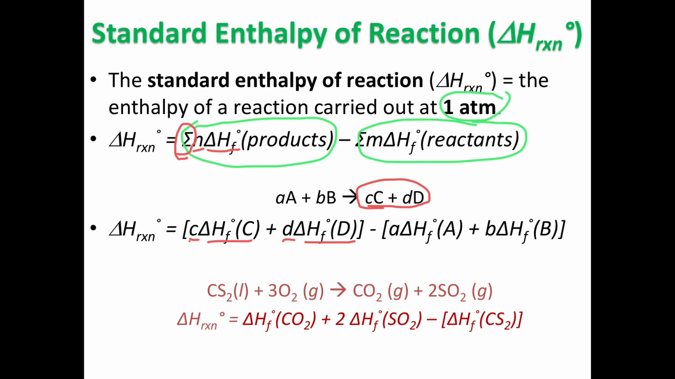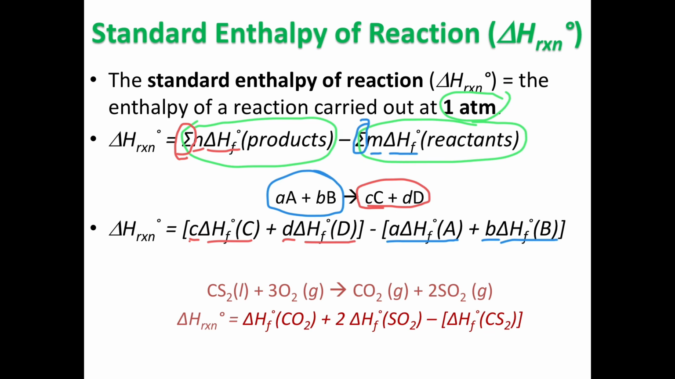The second part of the equation, we're taking the sum of the enthalpies of formation of the reactants, multiplying those by their stoichiometric coefficients. In this general reaction below, we have the standard enthalpy of formation of A times its coefficient a, and the standard enthalpy of formation of B times its coefficient b.